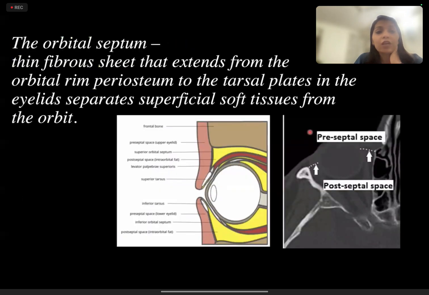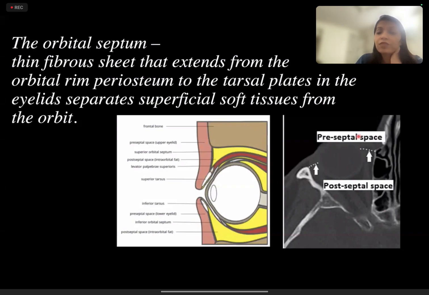Now, what is the orbital septum? The orbital septum is a fibrous sheet that extends from the periosteum of the orbit here, and then it extends medially into the tarsal plate of the eyelids. So this is the orbital septum.